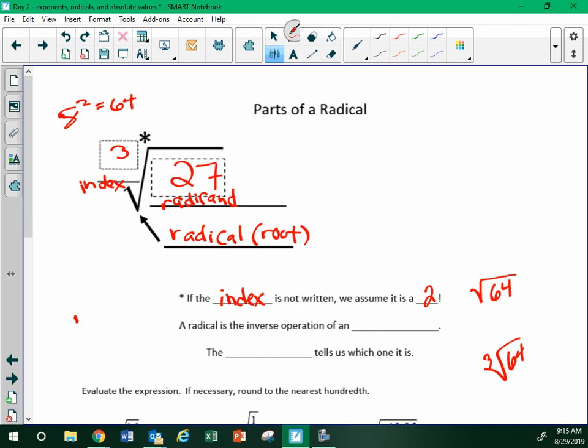So a radical is the inverse operation of an exponent. It's the opposite. What it tells us is, hey, I know it's a power of 2, so what number squared equals 64? We're trying to solve for this here.